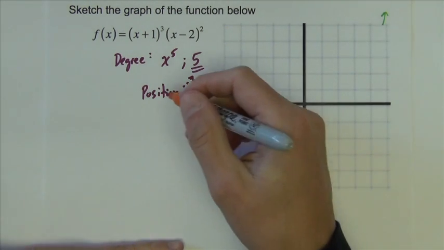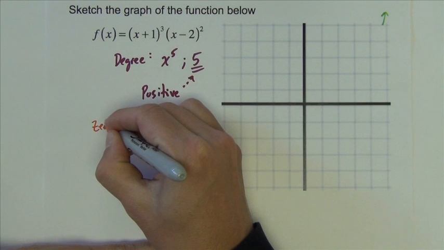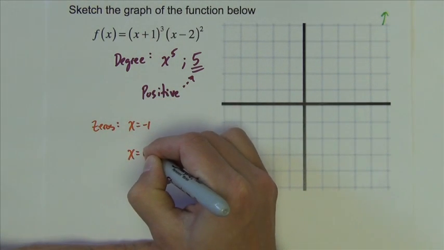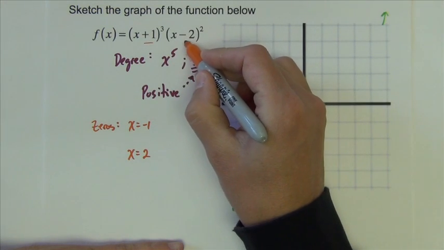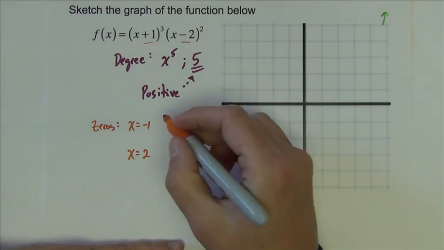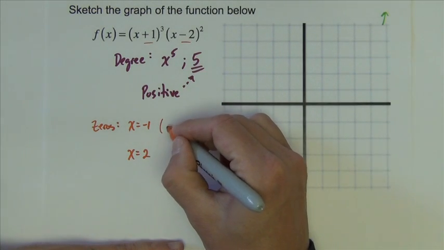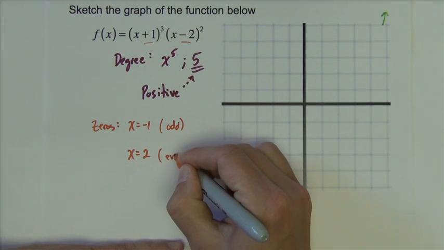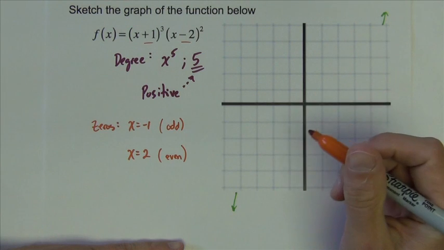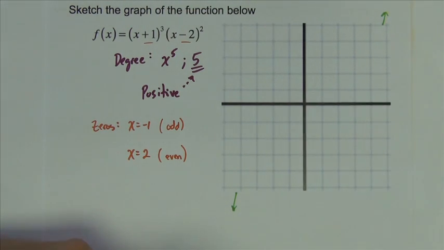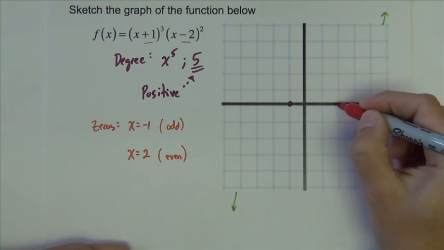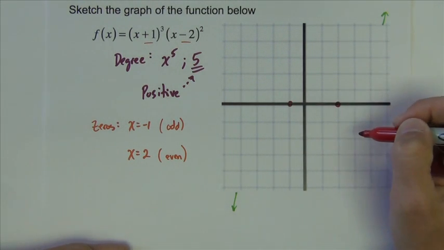Now what about zeros? I have zeros at x equals -1 and at x equals 2. Those are coming from these numbers right here. The one at -1 shows odd multiplicity. This one at 2 shows even multiplicity. Okay, but let's go ahead and put those on the graph. So at -1 we've got a 0. At +2 we have a 0.